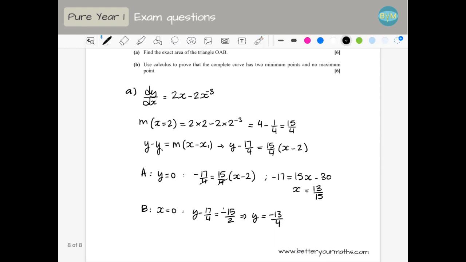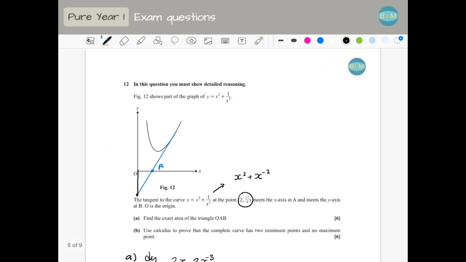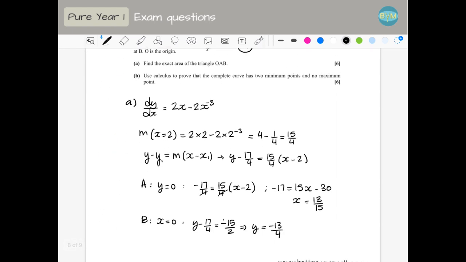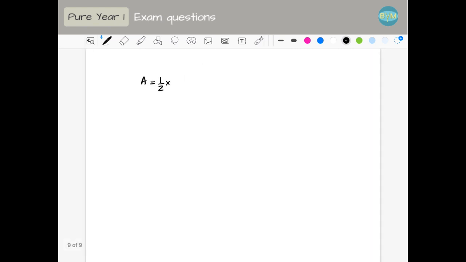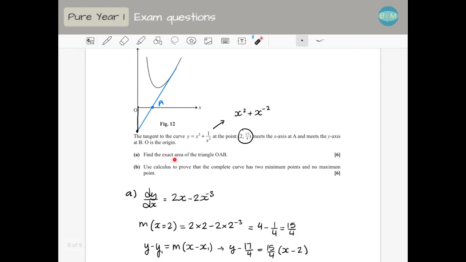So the area of the triangle is going to be 1/2 times base times height. So 13 over 15 times 13 over 4, and this is 169 divided by 120. It says the exact area, so we are not going to divide the fraction. That's the first part.